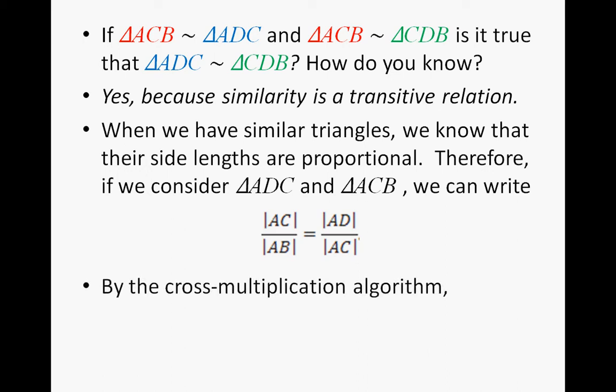So by the cross multiplication algorithm, to make similar or equivalent fractions, that means that when we cross multiply this, we get two of these, and since they're being multiplied by themselves, that is a square. So we have an exponential term here because AC times AC is AC squared. And then we have just the regular AB times AD, which is shown here.